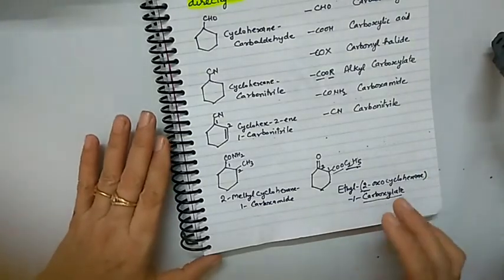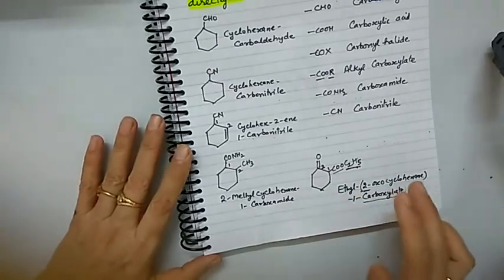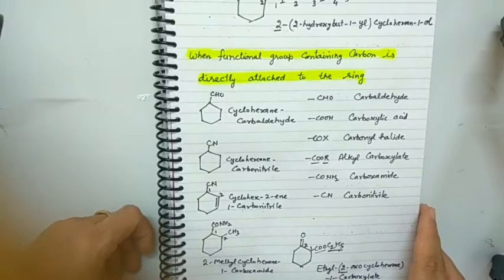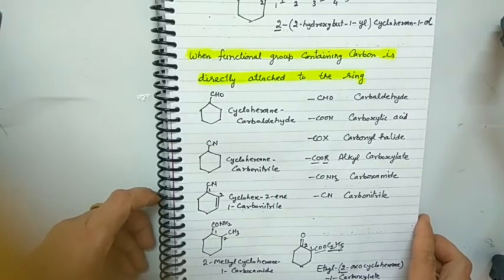So I have tried to clear all the various different types of alicyclic compounds and their naming. Hope you have followed all these and will do more and more practice while naming such compounds. I hope this video will be useful for you. Thank you for watching.